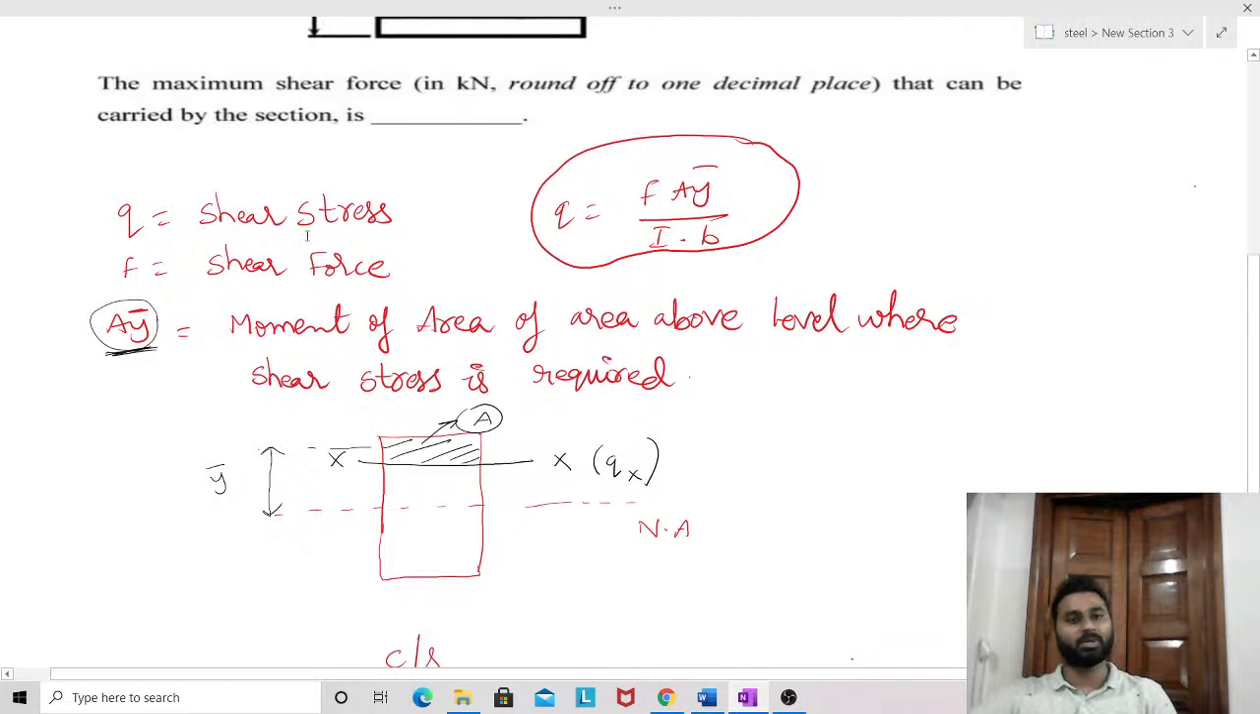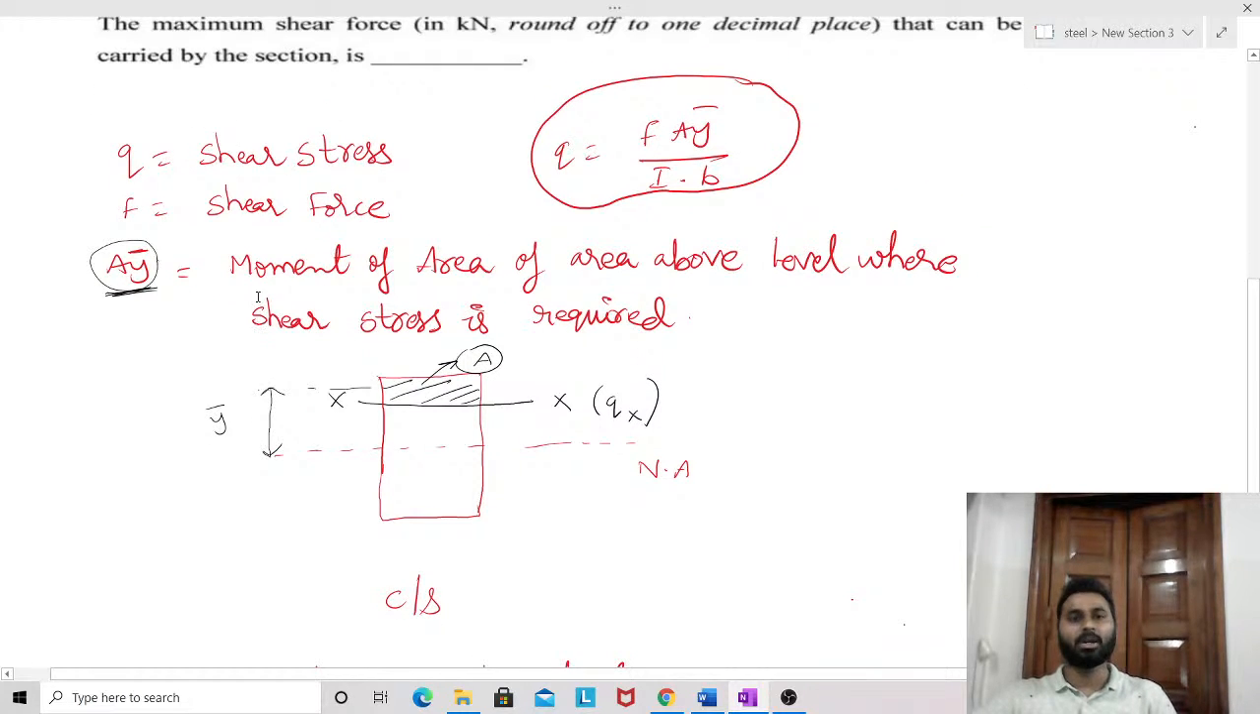So the terms here: Q is nothing but shear stress at a particular level, and F is nothing but shear force at the cross section, the shear force which is causing the shear stress Q. And A y bar is the somewhat tricky term in this formula. It is the moment of area about a level, the area above the level where shear stress is required.